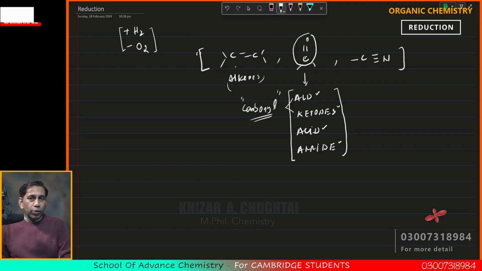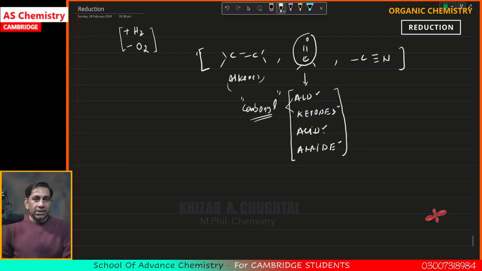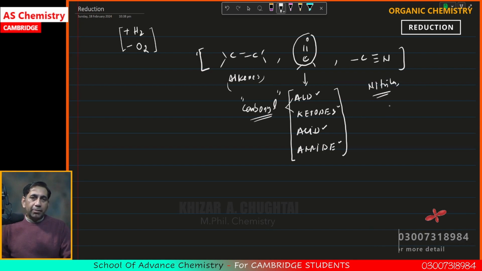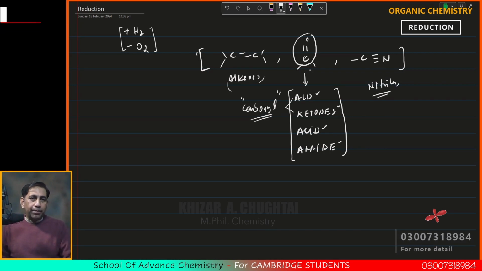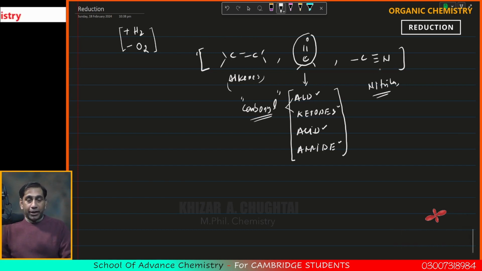Alkenes can be reduced once again. C double bond O compounds, especially aldehyde, ketones, acid, amide, and C triple bond N, these are called nitriles. Nitriles can be reduced. Alkenes, C double bond O compounds, and C triple bond N can be reduced. Now the next important thing is, what are the reducing agents?